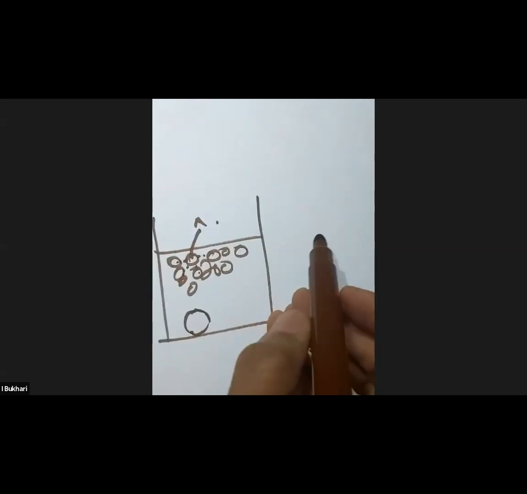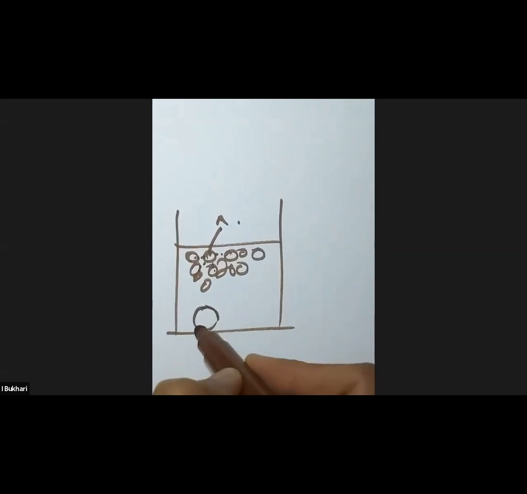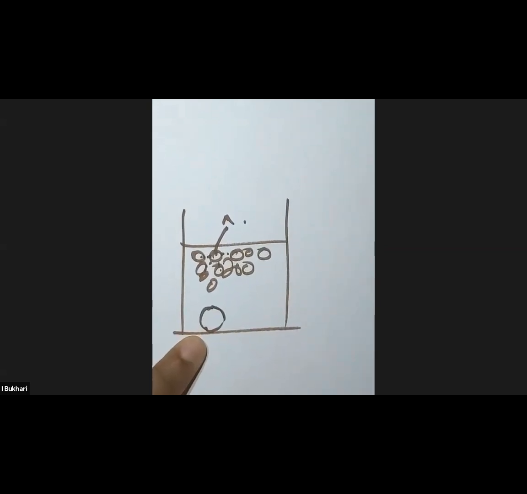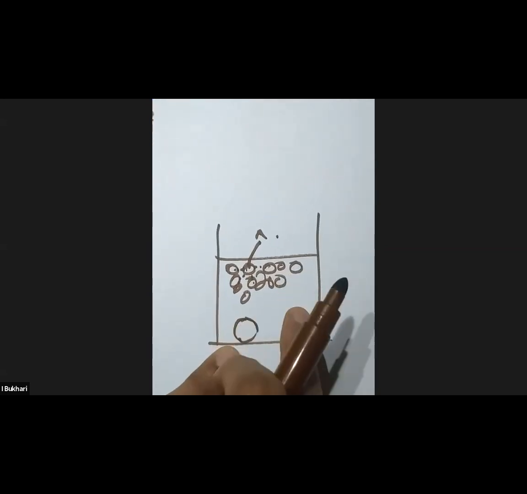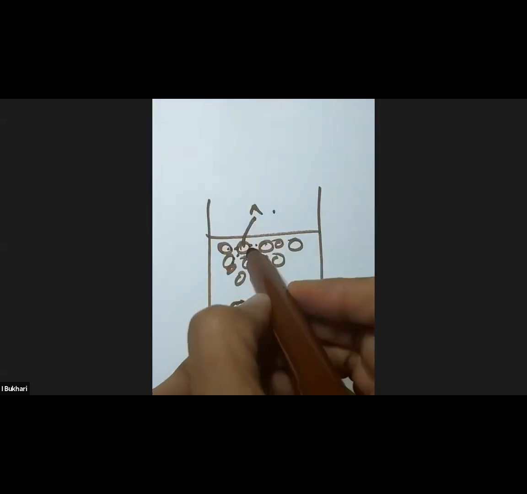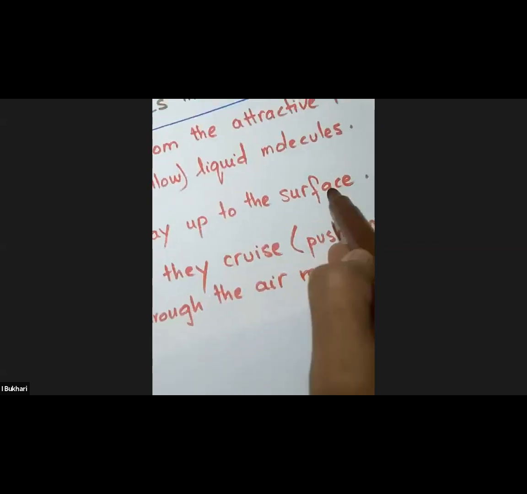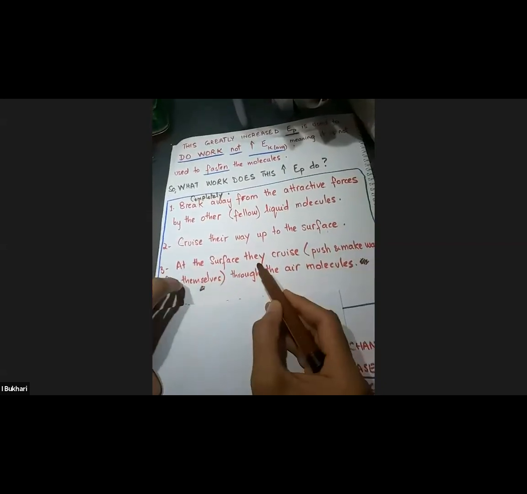That's it. Okay, so in boiling, even the molecules which are at the bottom can evaporate. That's why we have bubbles at the bottom of the containers, but they have to cruise their way up to the surface to some extent. And at the surface they have to cruise.